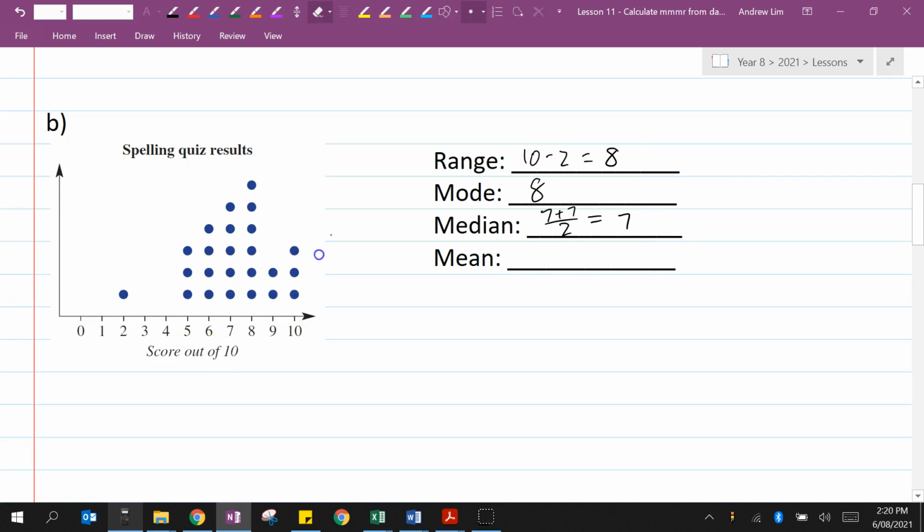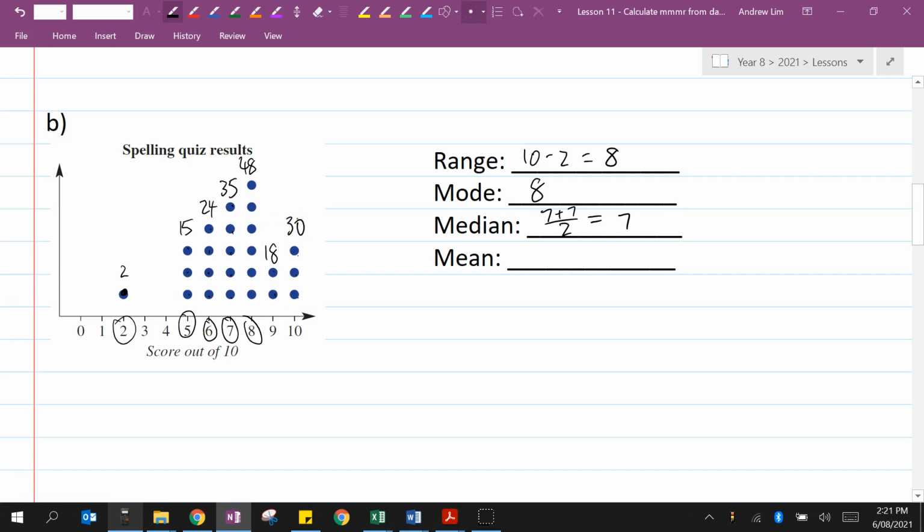And the mean. One person got 2. So this 1 dot times 2 is 2. 3 dots times 5 is 15. 4 dots times 6 is 24. 5 times 7, 35. 6 times 8 is 48. 2 times 9 is 18. And 3 times 10 is 30.